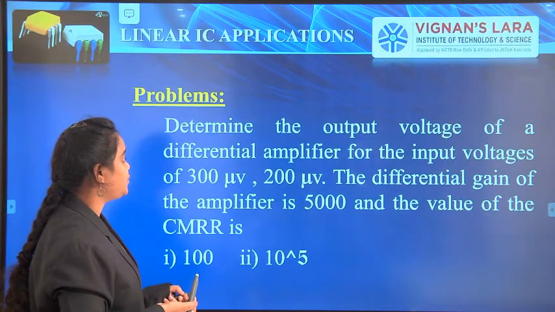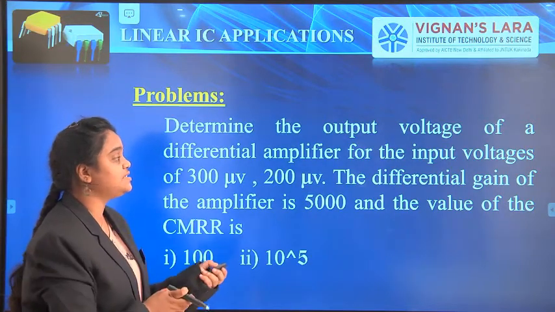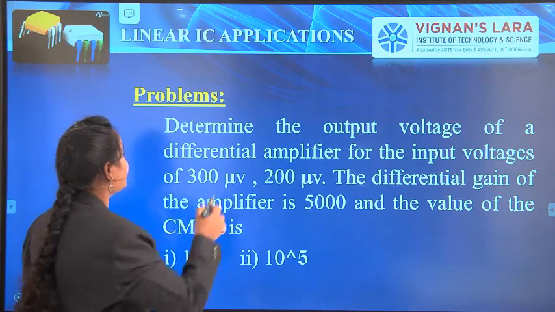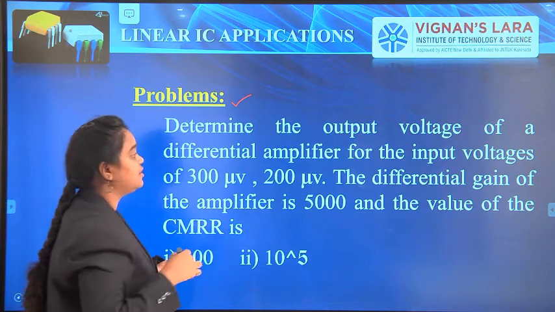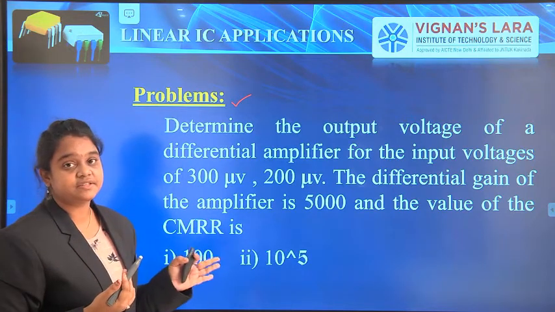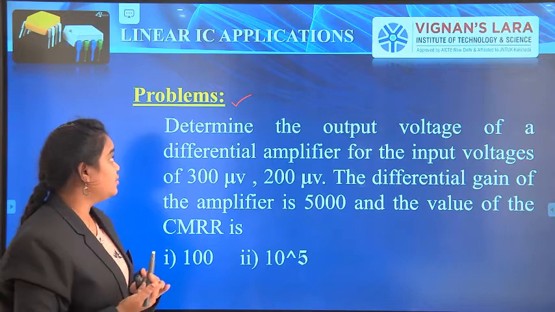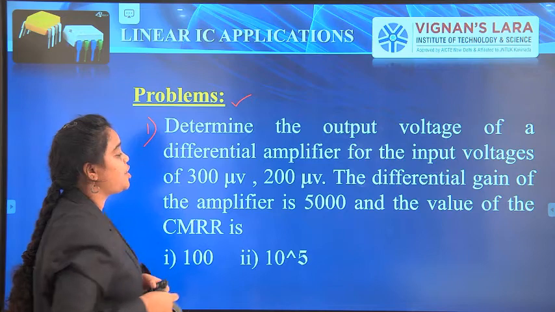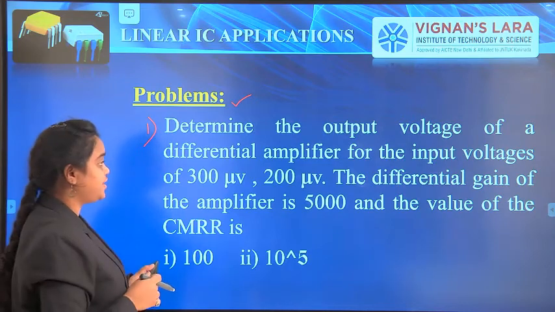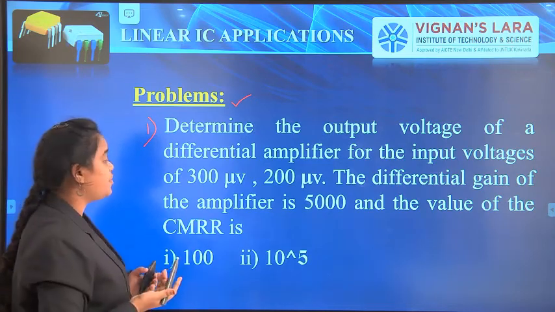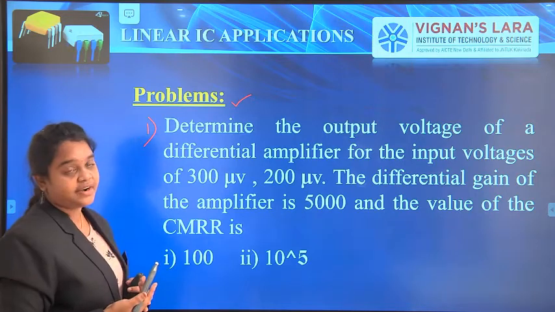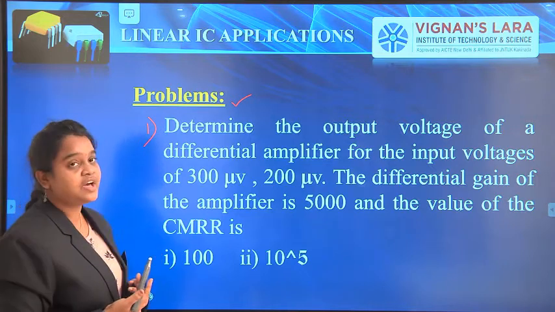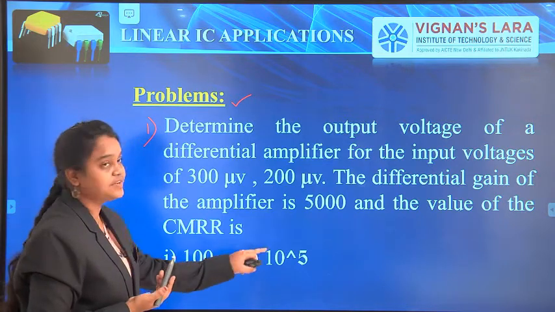I am going to explain the problems based on the differential amplifier for the given input signals. This is the next topic. Problem 1: determine the output voltage of a differential amplifier for the input voltages of 300 microvolts and 200 microvolts. The differential gain of the amplifier is 5000, and the value of the CMRR is first 100 and second 10 power 5.